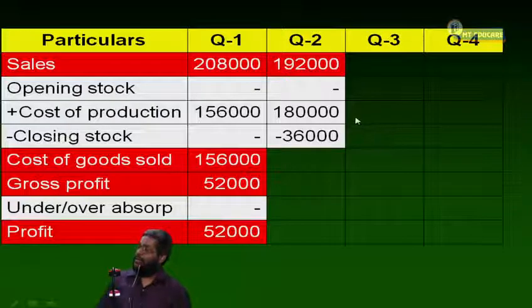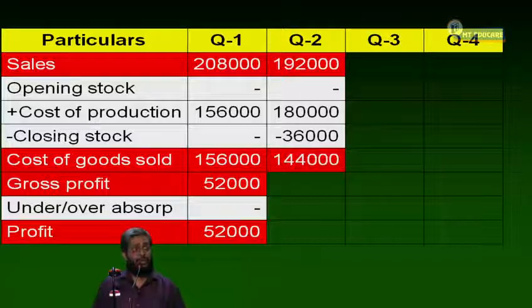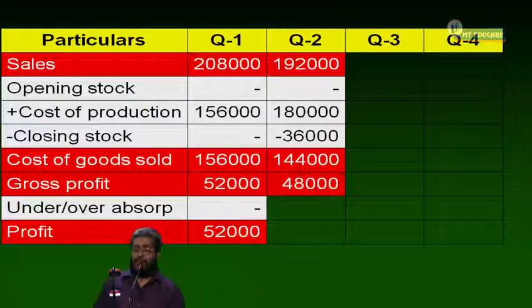Opening stock plus cost of production minus closing stock: 0 plus 1,80,000 minus 36,000. Tell me what is the cost of goods sold? 1,44,000. Cost of goods sold is 1,44,000. Any administration expenses? No. And before that we have the gross profit. What is the gross profit? 48,000. No administration and selling expenses.